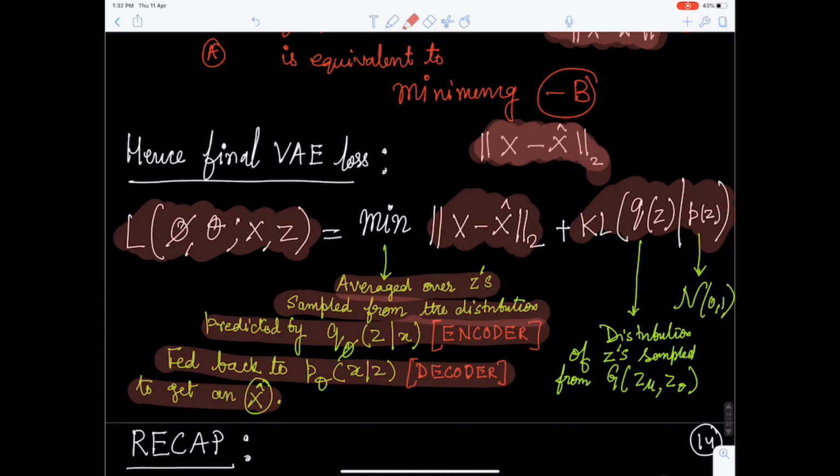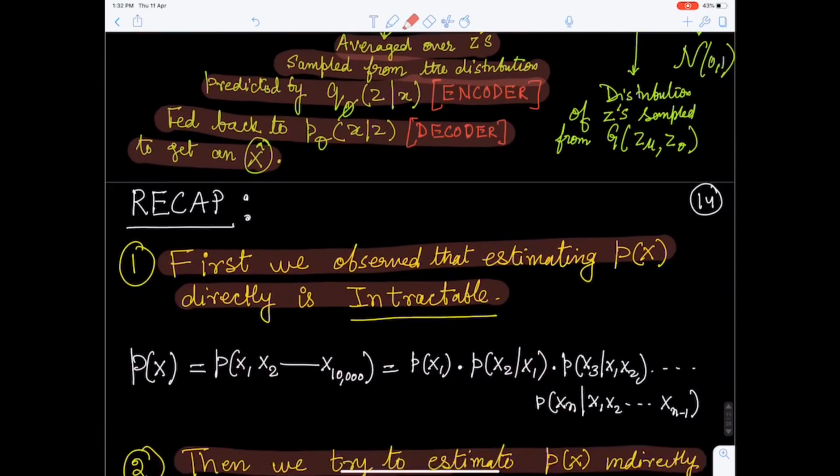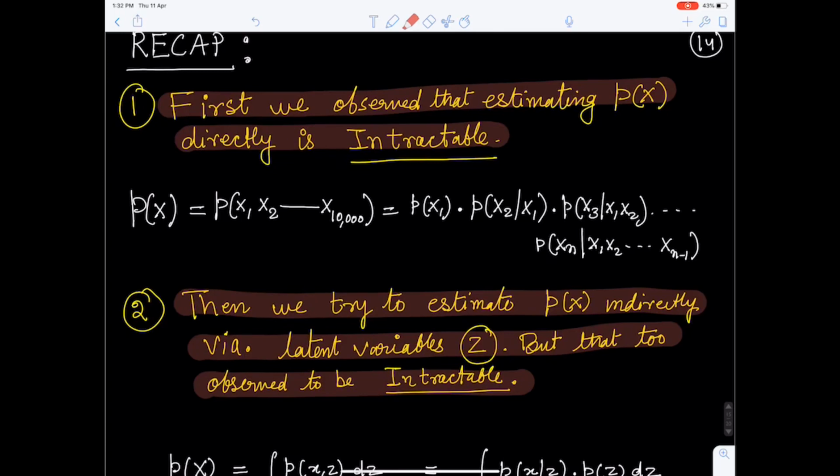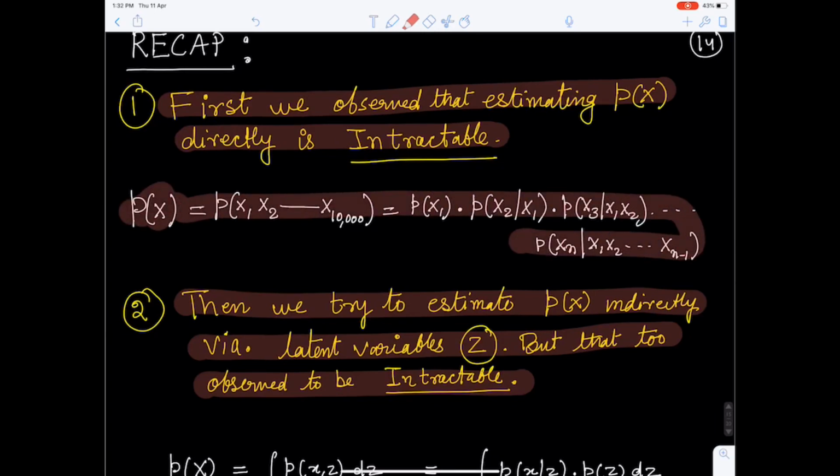So actually what happened is that we started from so many things. I have summarized each and everything. Let us see it slowly one by one, this whole recap of what is happening inside. This thing is also being uploaded on Moodle, and I think you probably have also got it. So let's start one by one. First we observed that estimating probability of X directly is intractable, because your probability of X is this. You cannot do that.